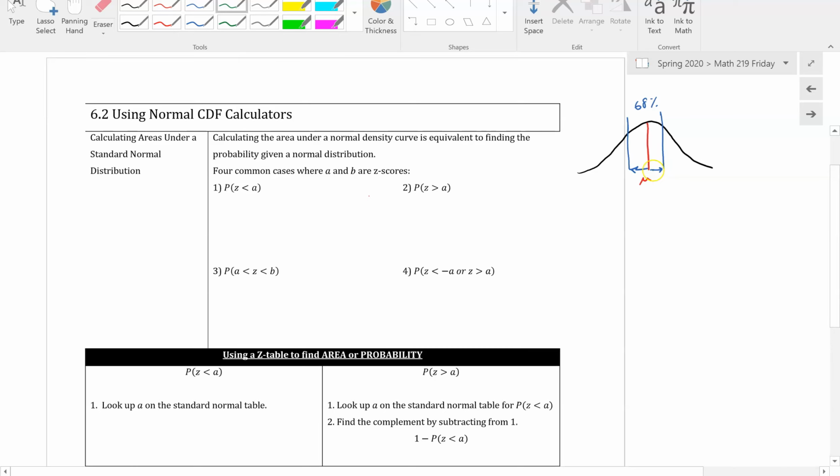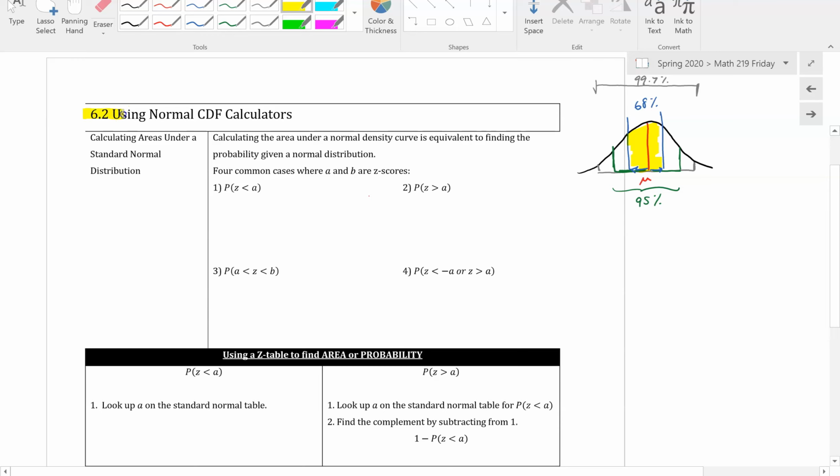If you were to go 2 standard deviations left and right, remember that right there contains 95% of all your data. And then the last one is if you went 3 standard deviations left and right. Remember that contains 99.7% of all your data. And we're interested in area under the curve because we learned that with a continuous distribution function, area under the curve is the probability of some event occurring.